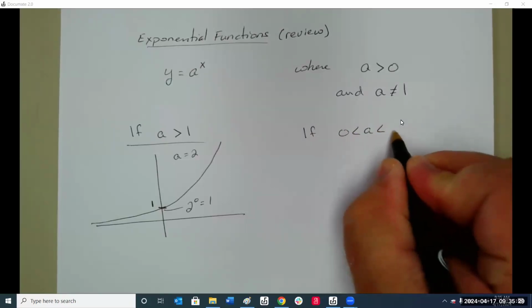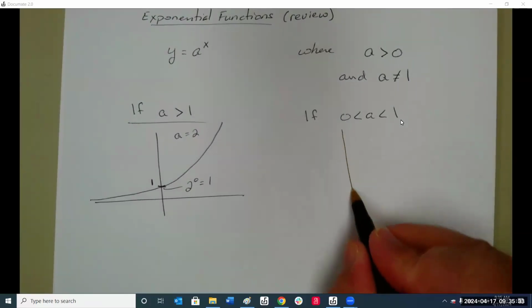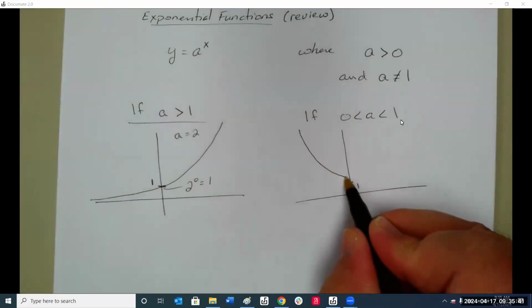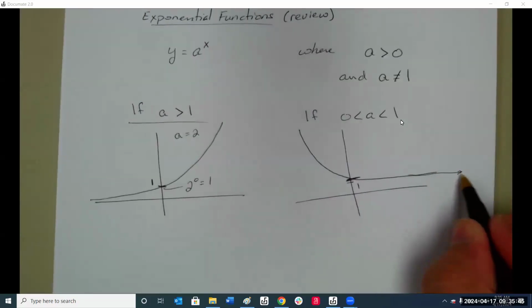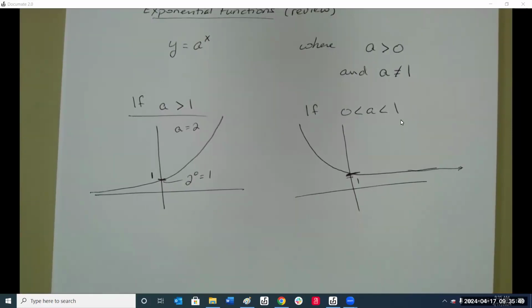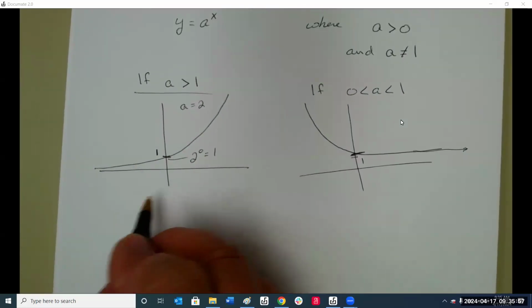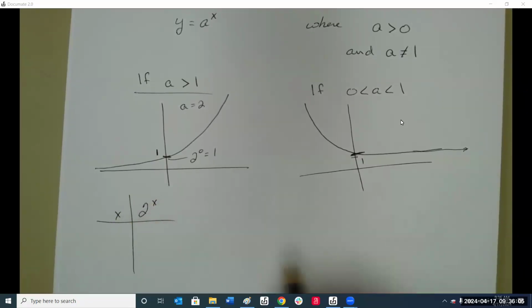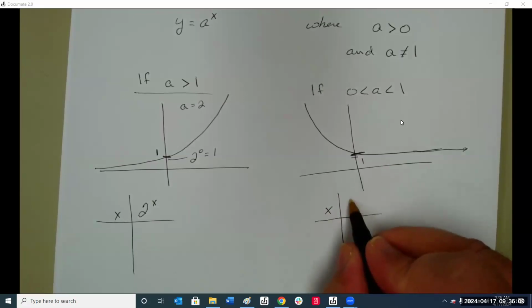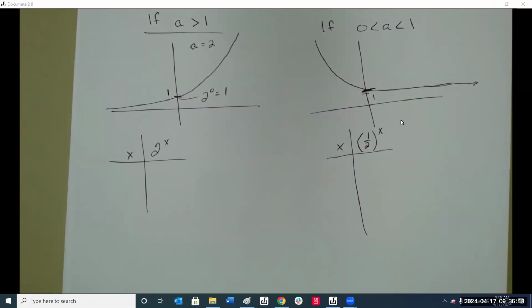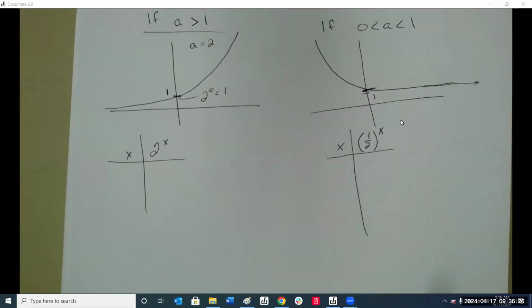If A is a fraction or a decimal, less than 1, again, it still crosses through 1, but it's a decreasing function. Now, let me show you why it's a decreasing function. You notice we have no x-intercepts. The function cannot be negative. It's always going to be above 0.